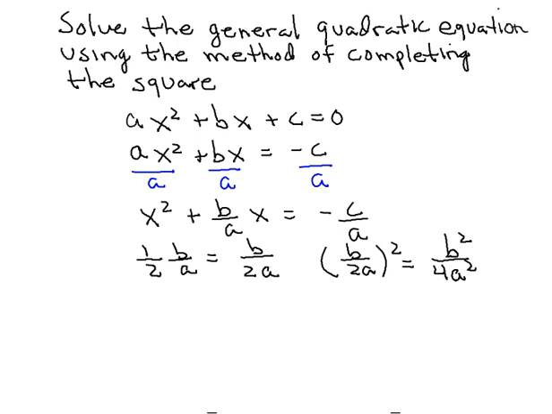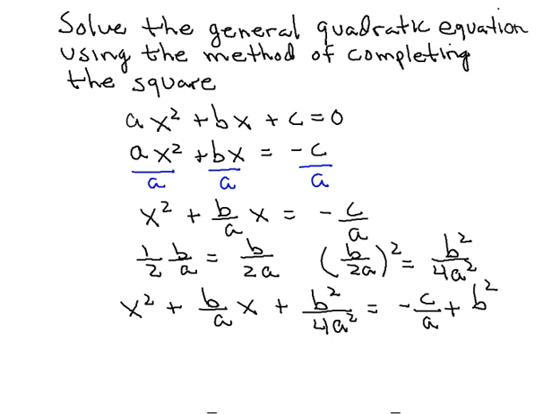So we need to add that constant to both sides of the equation. So we'll then have next x squared plus b over a times x plus b squared over 4a squared. Then adding that to the right hand side, we have negative c over a plus b squared over 4a squared.